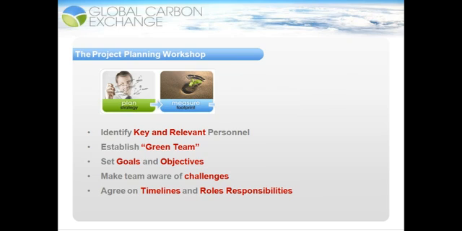We need to set goals and objectives, and we need to make the team aware of the challenges that they're going to face when doing this assessment. During this planning process, we also need to agree on timelines, as well as roles and responsibilities and mutual responsibilities between consultants and the company that's being assessed.